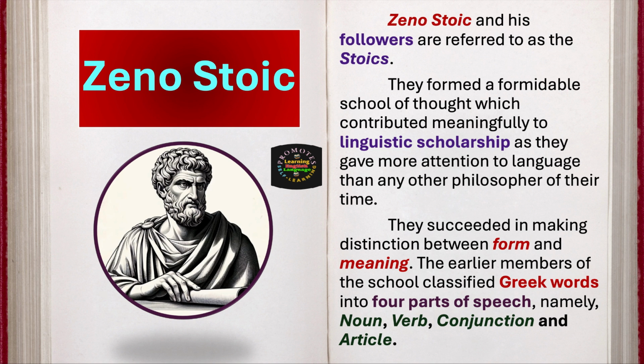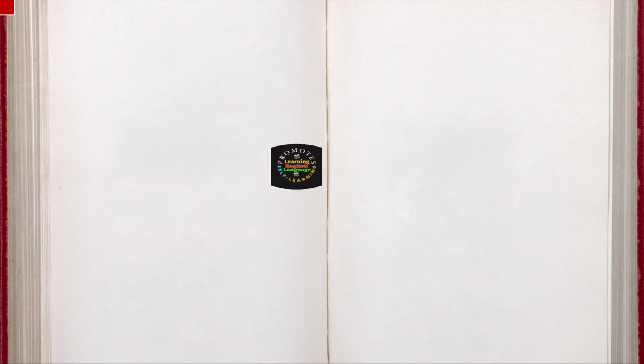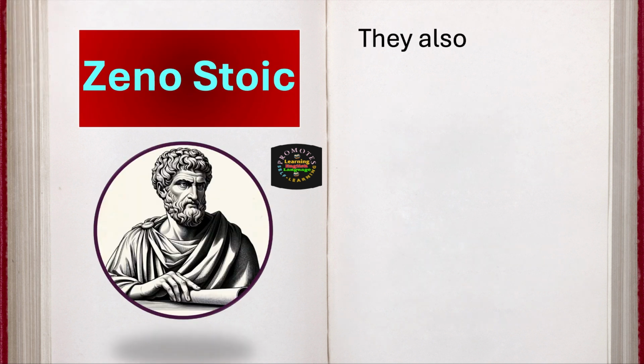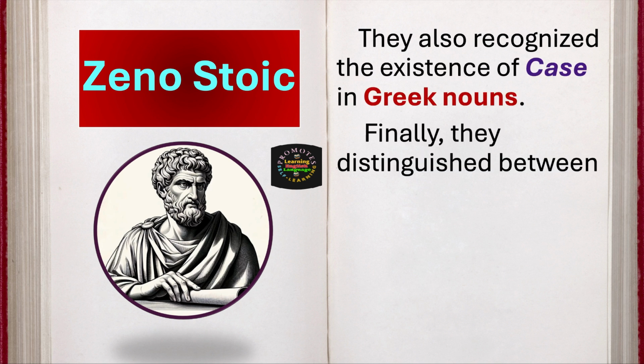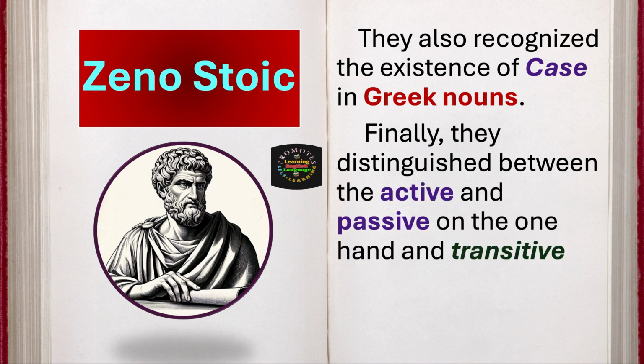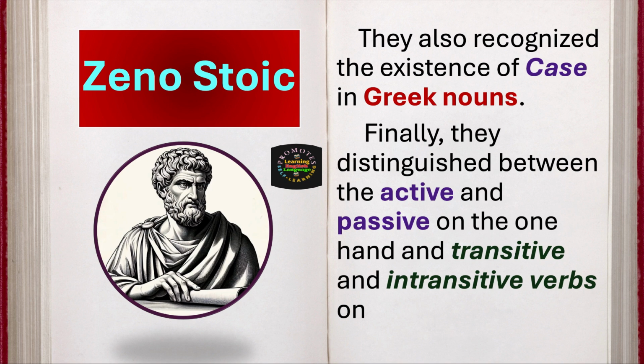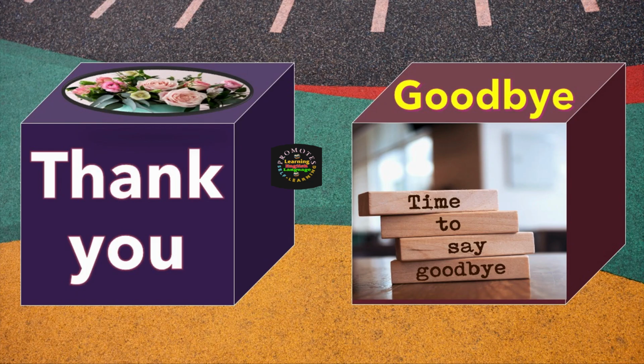We continue to discuss more about Zeno Stoic and his followers. They also recognized the existence of case in Greek nouns. Finally, they distinguished between the active and passive on the one hand and transitive and intransitive verbs on the other. Hope you understand the concept.